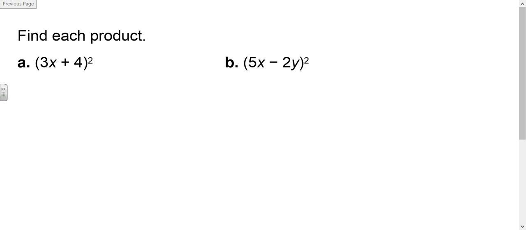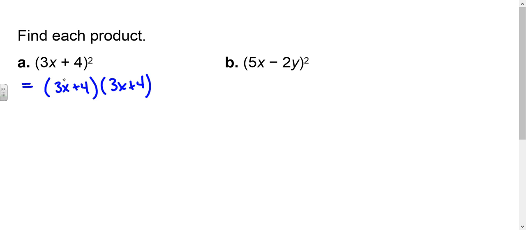All right, now we are squaring binomials. So when you square a binomial, there's kind of a pattern for that also. So when you square something, what does that mean that you're really doing? Well, it means that you're multiplying something by itself. So this needs to be written as 3x plus 4 times 3x plus 4. It's the same thing.